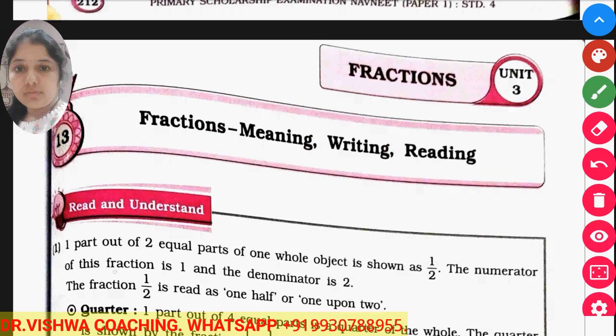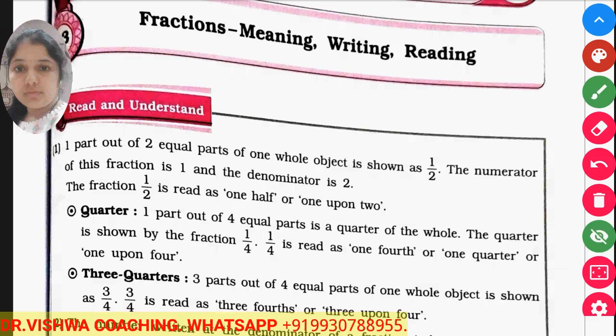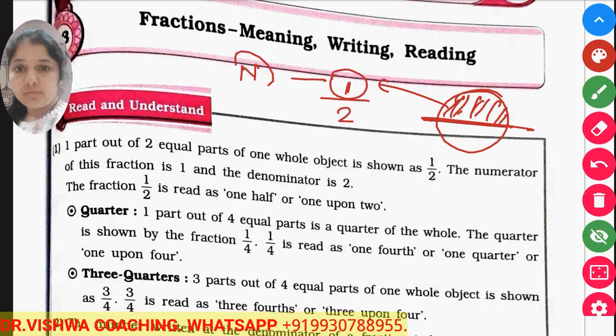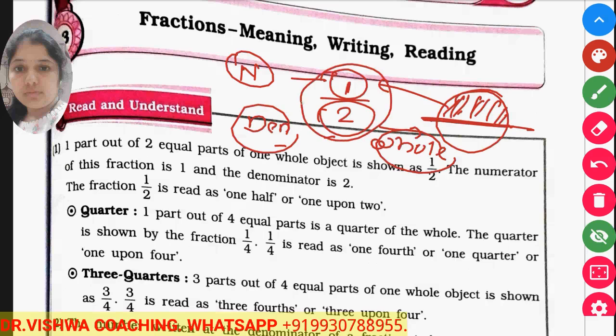Okay, so if a whole thing is there with you, and if you divide this whole into two equal parts, then if we take one of the parts out of two parts, then we say 1 upon 2. It means the part that we are taking is written in the numerator, and the number of parts in which the whole is divided is written at the denominator's place. Okay, and this is known as fraction, and this can be read as 1 upon 2.